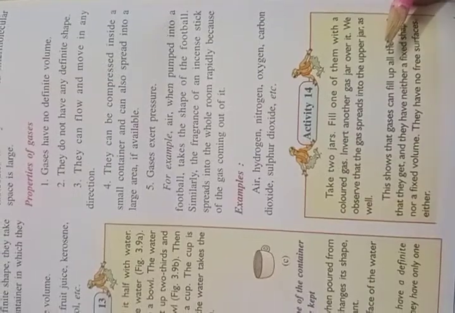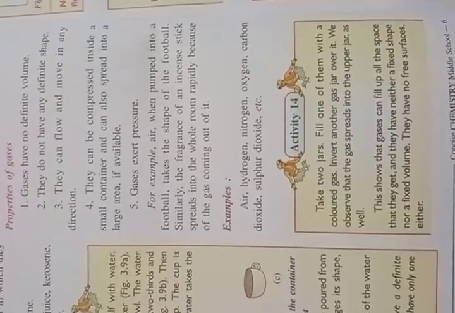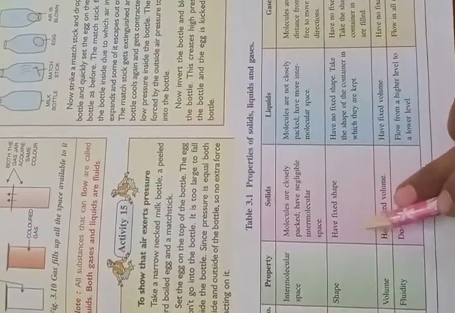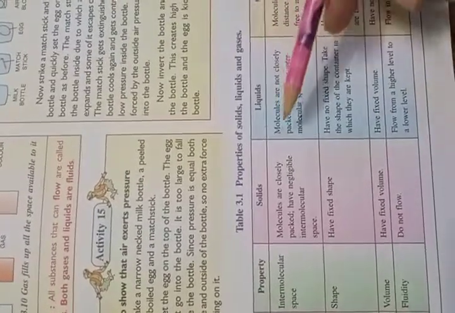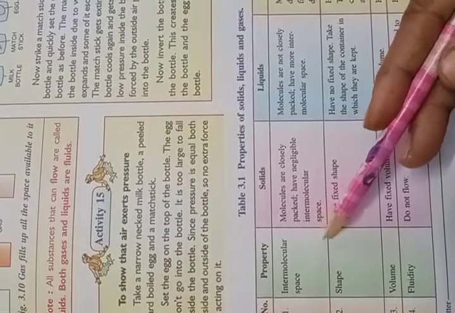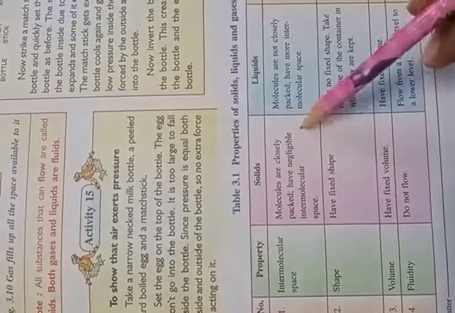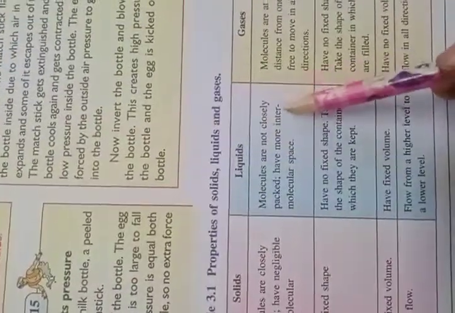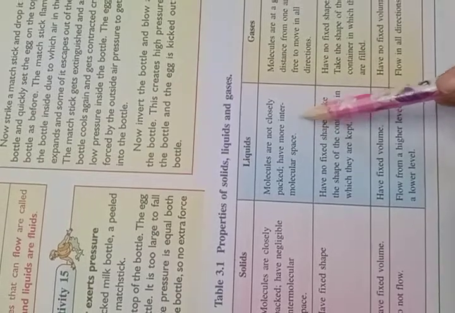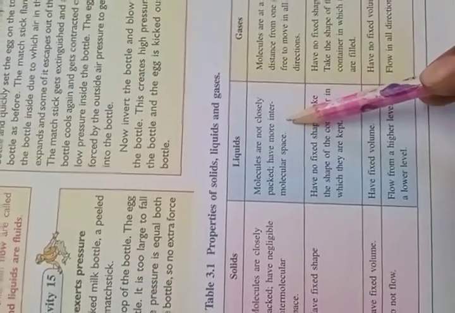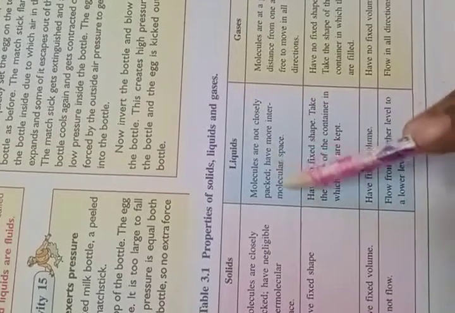Today we see the properties of solid, liquid, and gas. Okay, see on this page number 27, the chart of the properties of solid, liquid, and gas is given. First point is intermolecular space. So in solid the intermolecular space कैसी रहती है? Yeah, intermolecular space is negligible. Okay, means molecules are closely packed. And in liquid the intermolecular space is more than the solid. Means molecules are not closely packed.